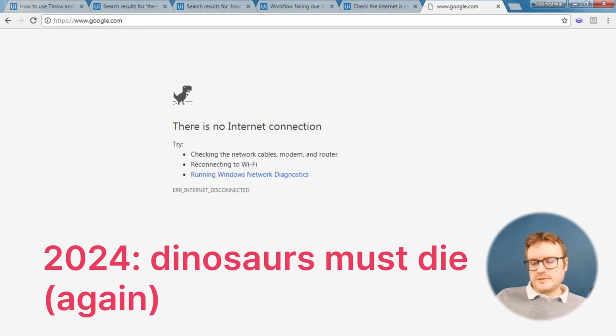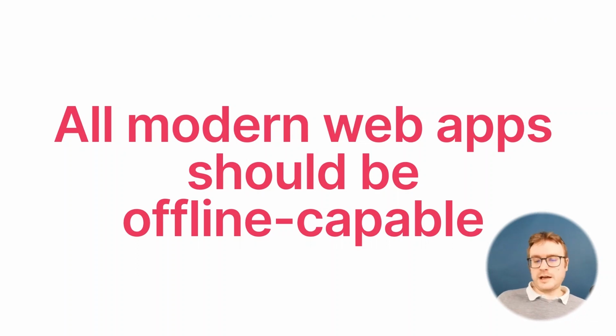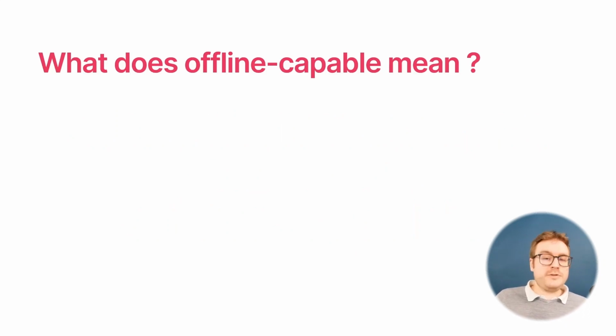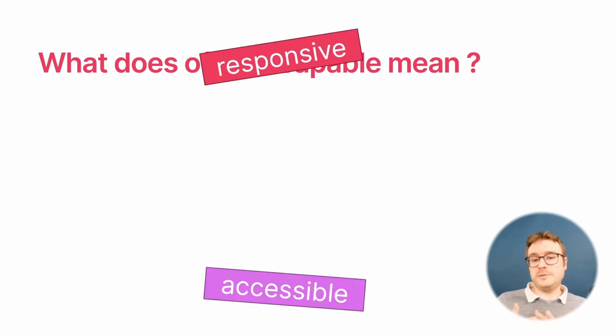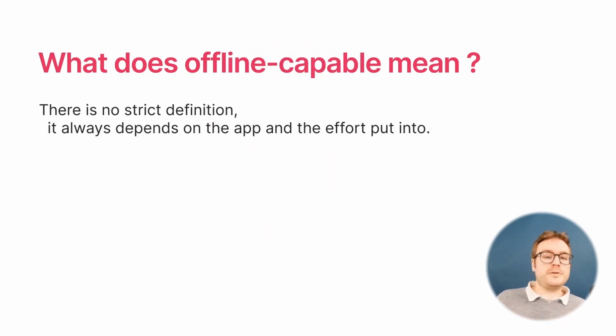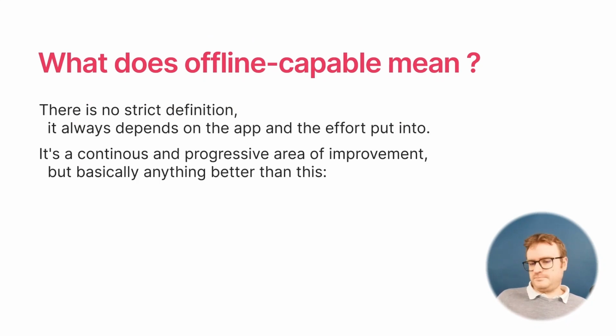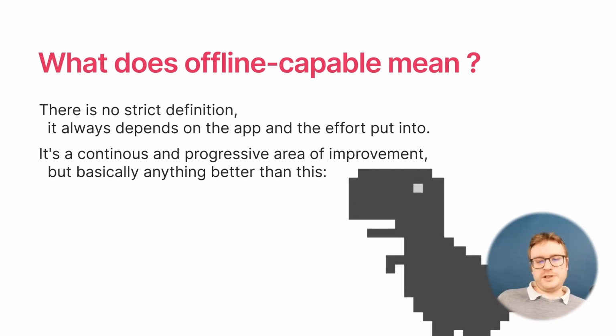My point for this talk is that all modern web apps could and should have some offline capabilities. So what does it mean, offline capable? Well, you could ask the same question about all the different aspects that we just talked about. For example, what does it mean to be performant or accessible or have a good design? All these things, of course, have no strict definition. It's mostly an effort that you put into your app as a developer, so it will always depend and you can always push it further. It's a continuous and progressive area of improvement. But what do we mean by offline capable? Basically, get rid of the dinosaur, get rid of error pages, and be able to continue to at least browse your web app once you lose your internet connection.